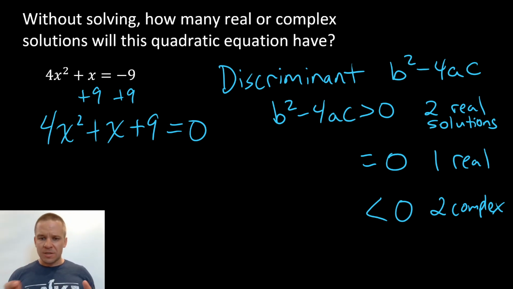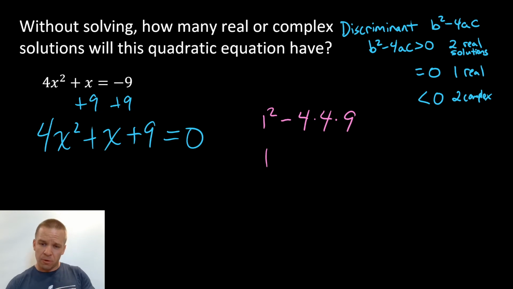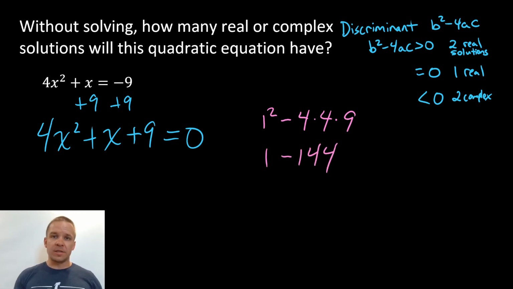Now, if I plug this all into my wonderful discriminant, I'm going to end up with b squared, so 1 squared, minus 4 times my a value times my c value. You can probably already tell. Maybe not, we'll work it out. We got 1 minus 4 times 4, that's 16, times 9, that's 144. That's minus 144, right? Because they're all positive except for the 1 negative. So that gives me negative 143.